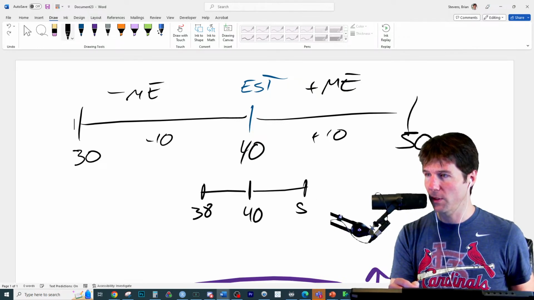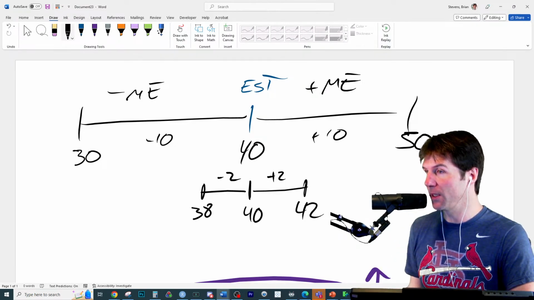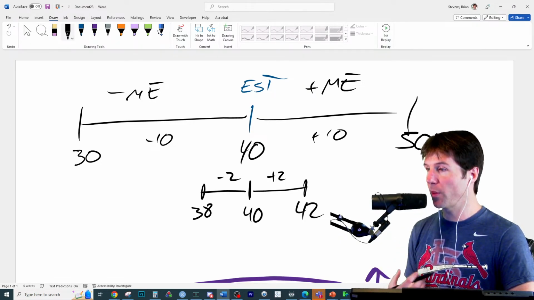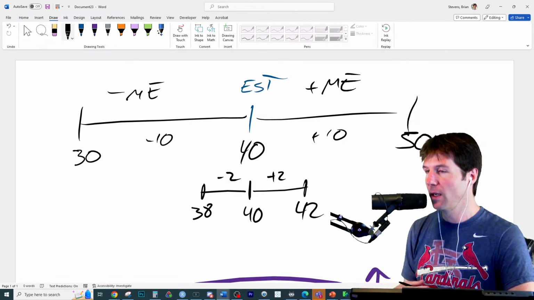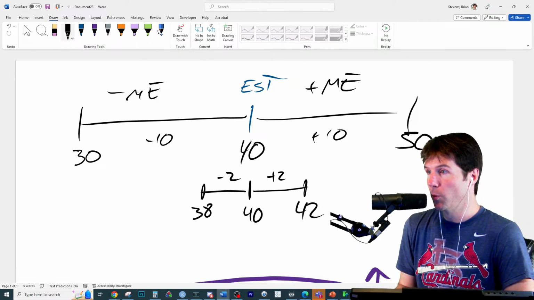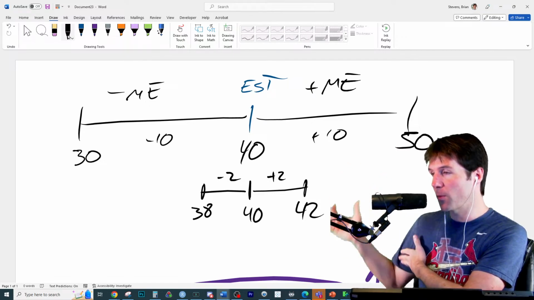Ooh, not 52, 42. Margin of error's got to be symmetric, plus or minus 2. But now I could say something like, I'm 10% confident that the price of the steak will be between 38 to 42. Does that make sense? Like, I'm only 10% confident. I mean, it could be in that interval, the true price of your steak dinner, but I don't have as much confidence as I do in this 99% confidence interval.